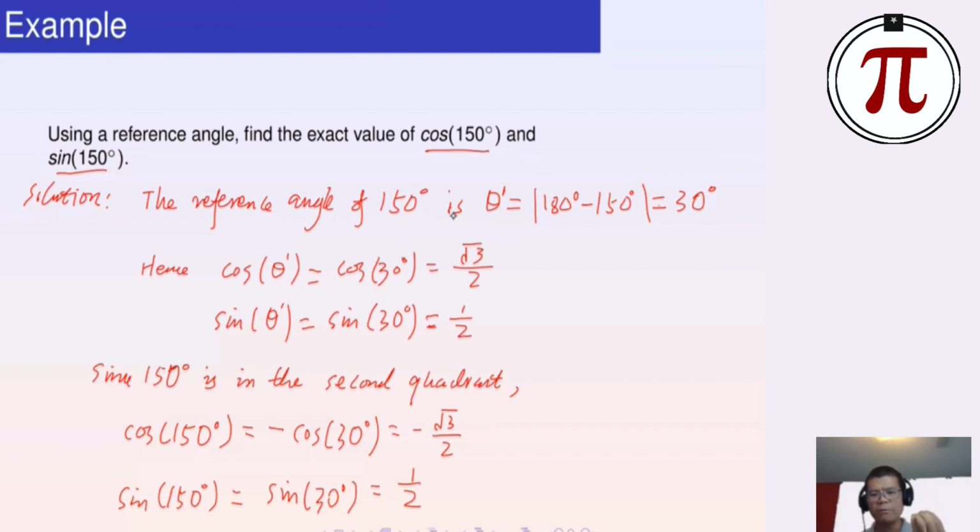So that's how we do it. First we find the reference angle and its corresponding cosine and sine values. Then, depending on the quadrant where the original angle is located, we can determine the signs. Since it is in the second quadrant, cosine is negative and sine is positive. That's how we do it. Now let's consider another one.